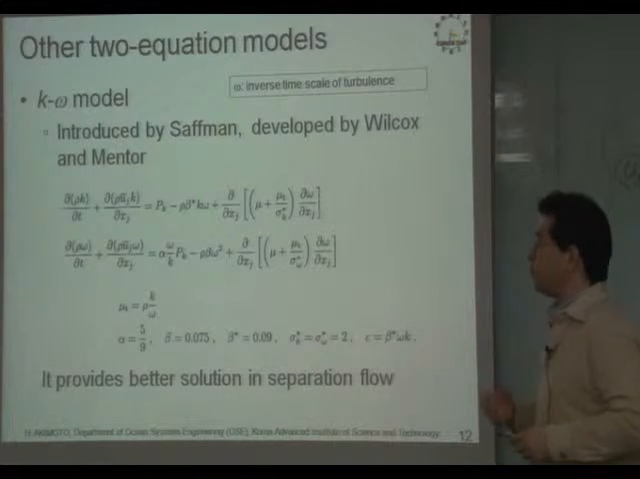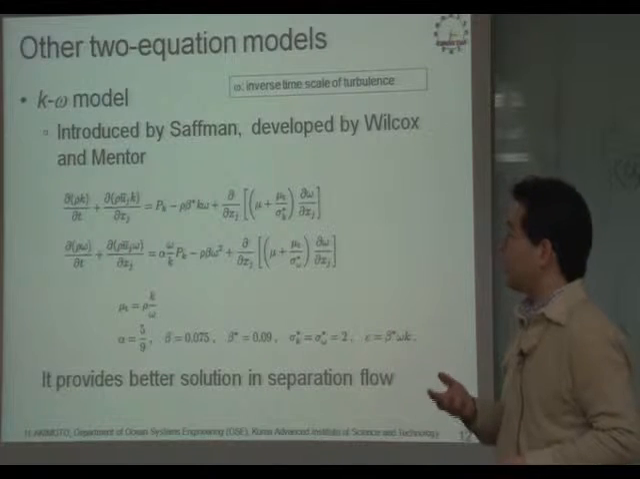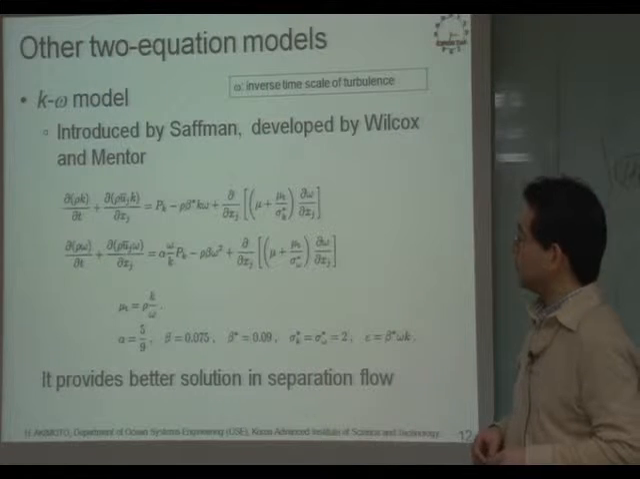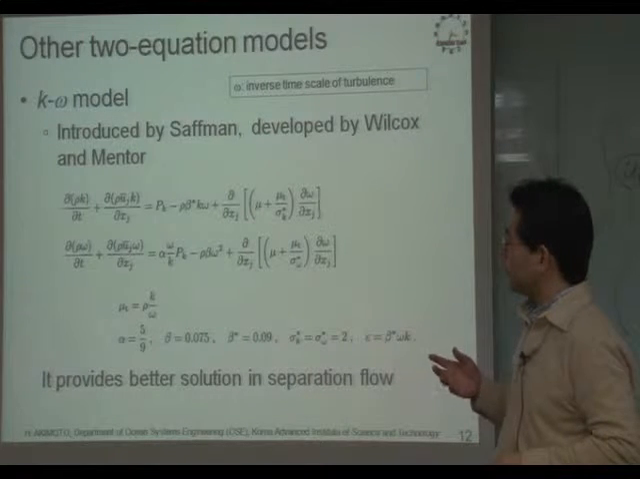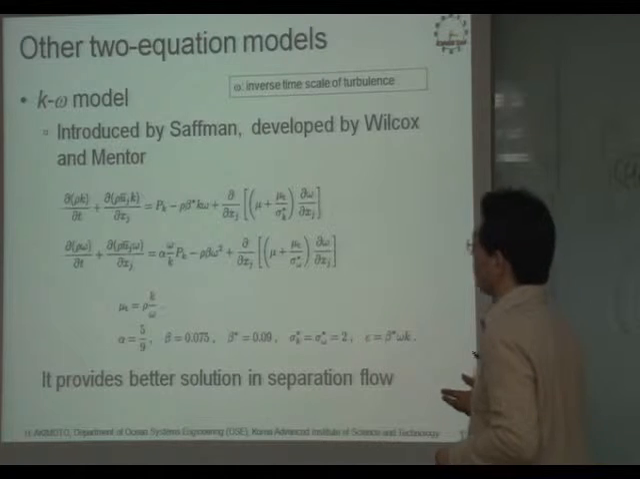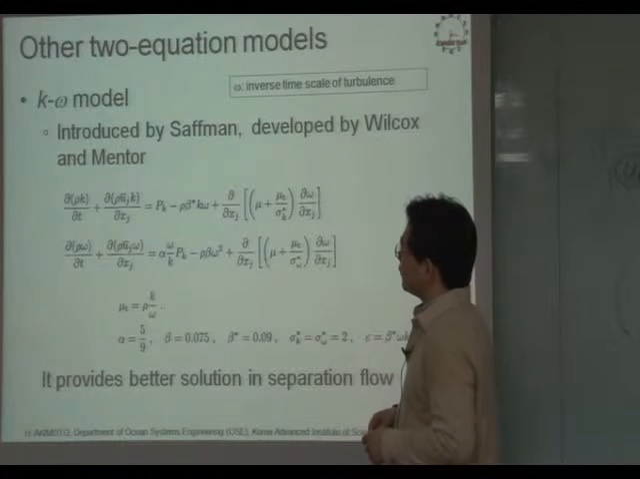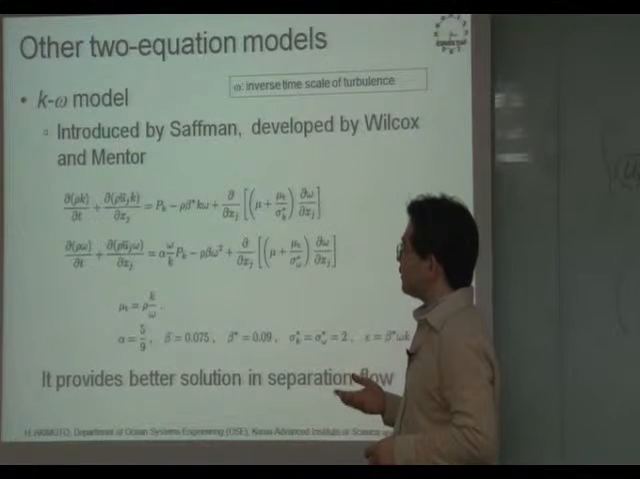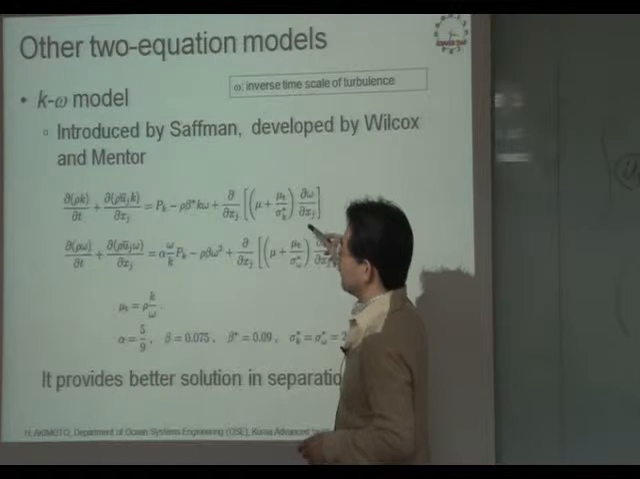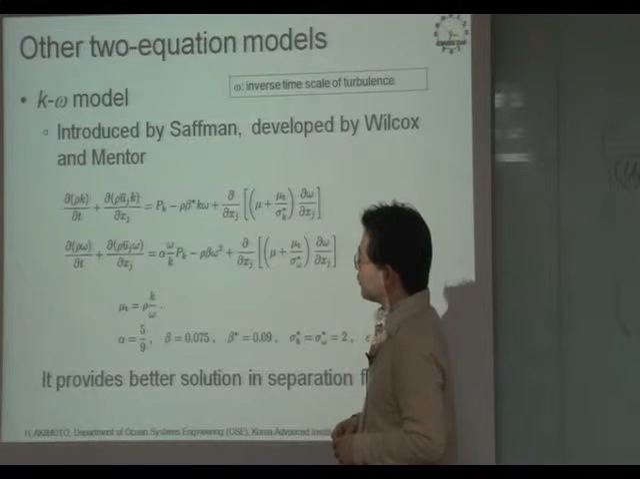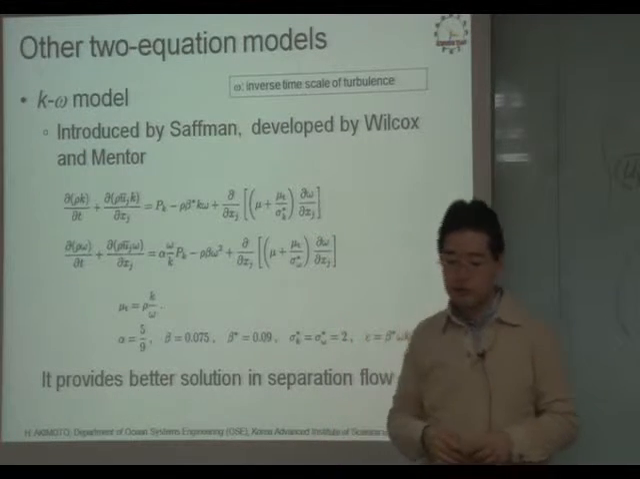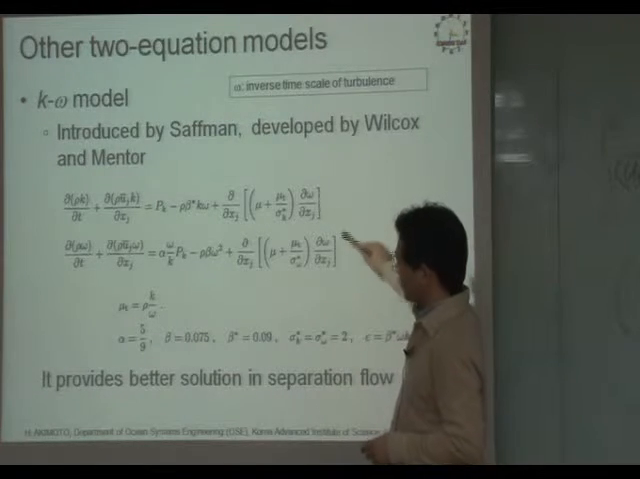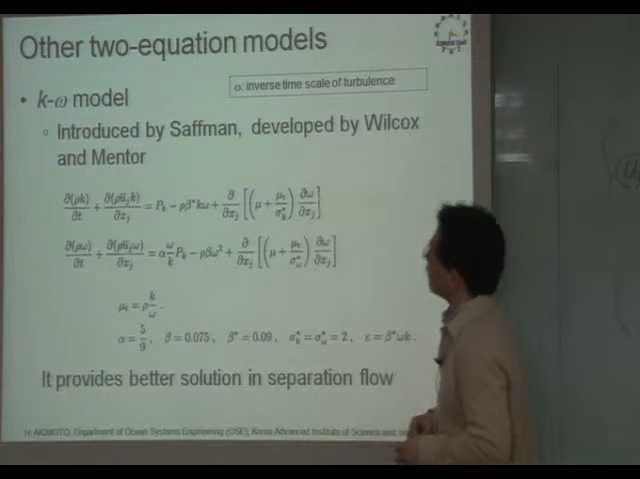As I said, K-epsilon model is only one of possible choices. So there are many selections, but as I said, K-epsilon model is most popular one, and the second one is K-omega model. Since basics is almost the same, I will show you only the structure of the equations.